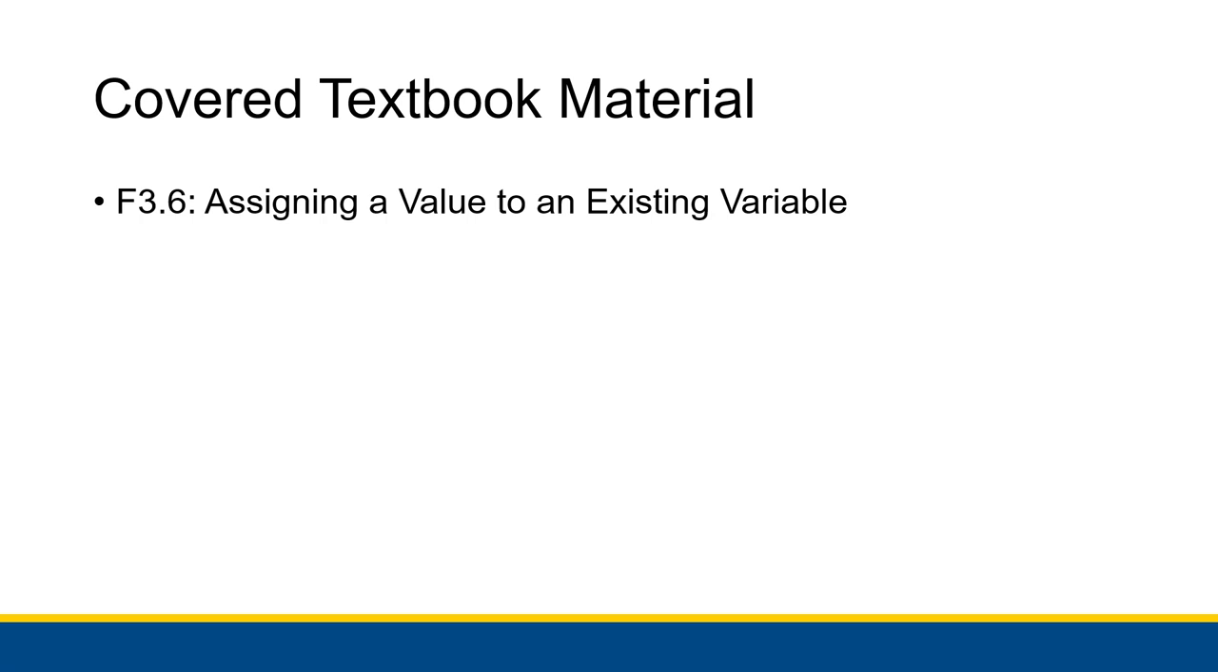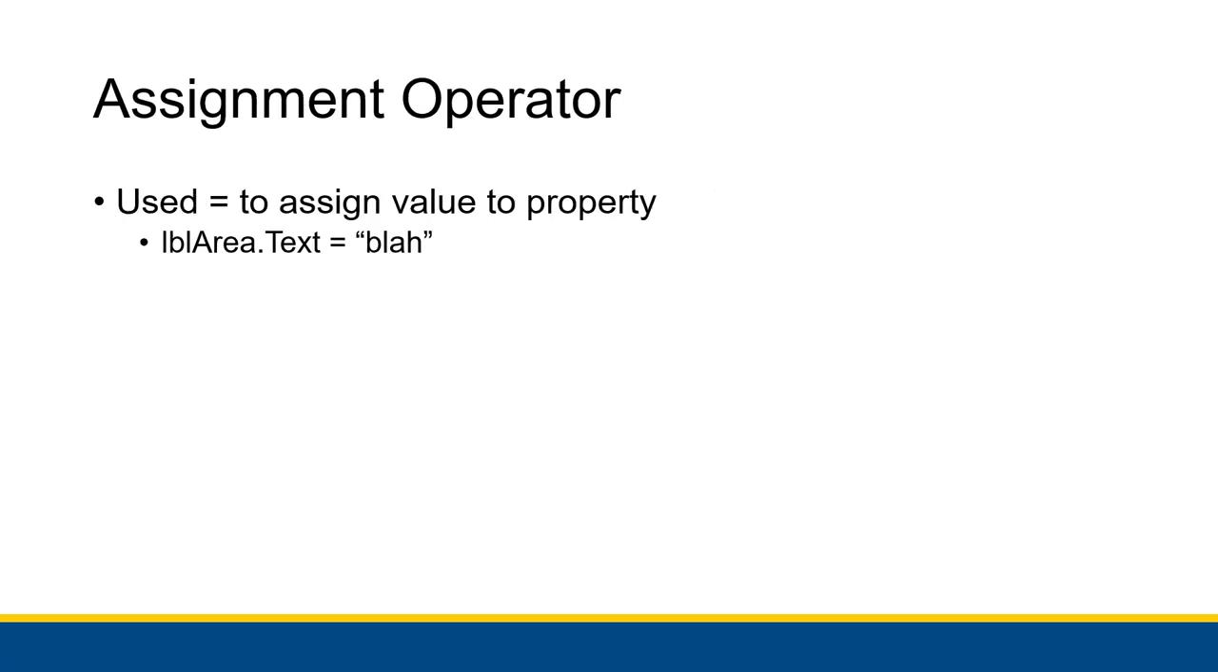We talked about setting an initial value for a variable using that equal sign initial value kind of syntax. But once we already have a variable, if we need to modify the contents or update them or clear them out, replace them with something else, whatever, how do we actually assign a value to an existing variable? It's super easy. Because we can use the same assignment operator that we were using to assign a value to a property. For example, label area.text equals the string containing blah. We're assigning the value blah to the text property of label area.